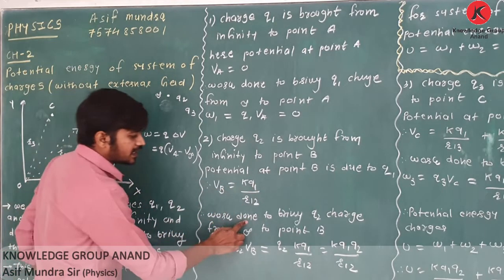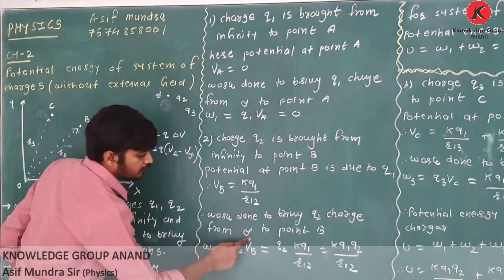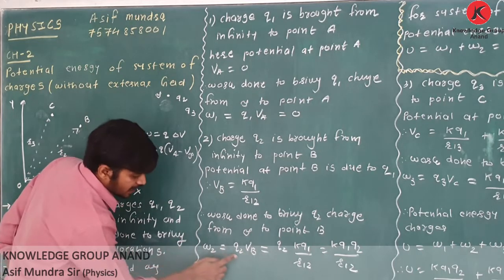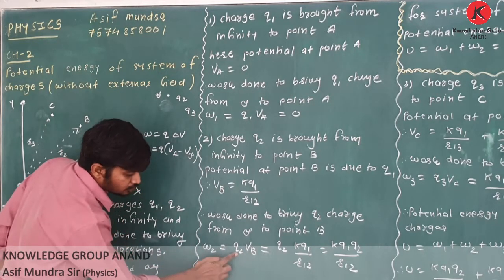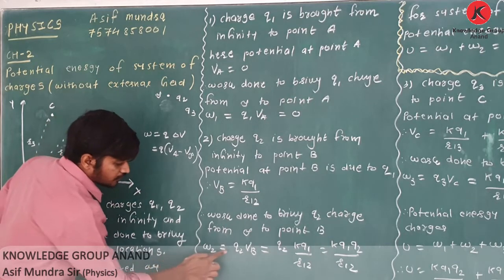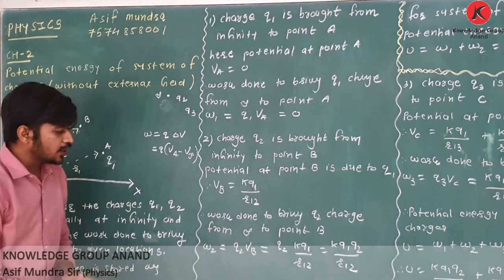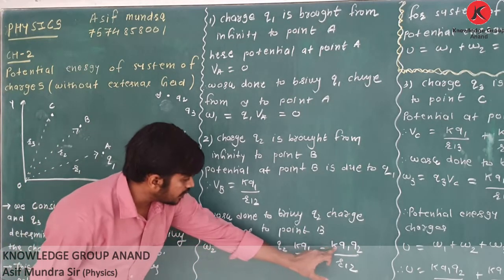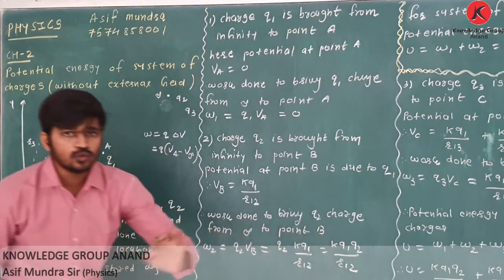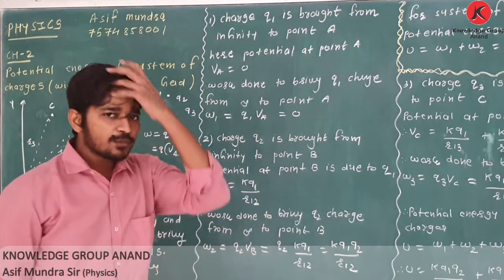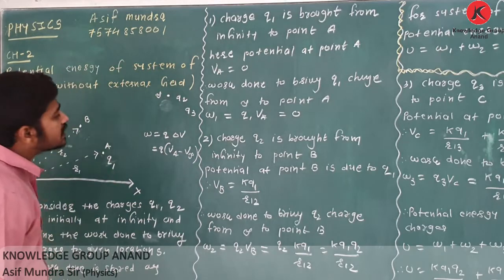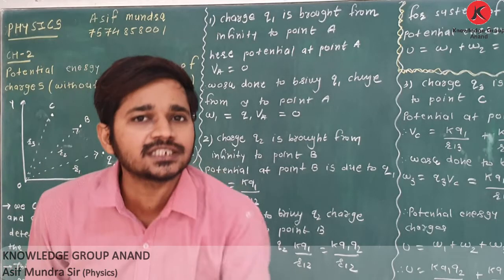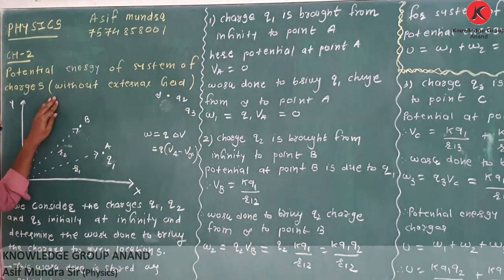So now what is the work done to bring Q2 charge from infinity to point B? W2 is equal to Q2 VB. We have to bring Q2 charge to point B. So W2 is equal to Q2 VB is equal to Q2 times, what is VB? K Q1 upon R12. So it is equal to K Q1 Q2 upon R12. Clear? Why have we used the K? Because we are assuming that all these charges are placed in air. Now if we have a system of only two charges, Q1 and Q2, okay, Q3 is absent.